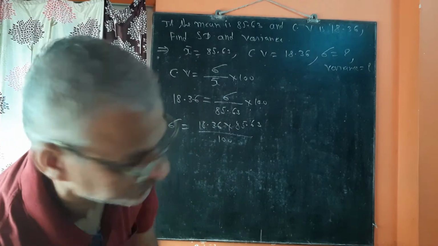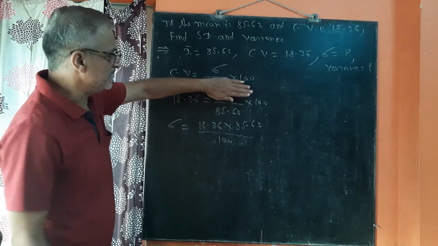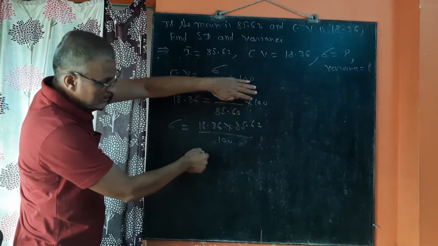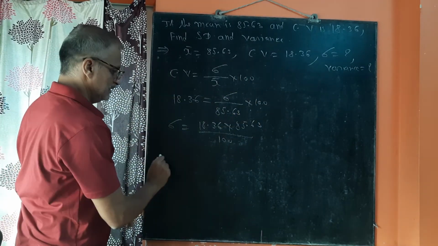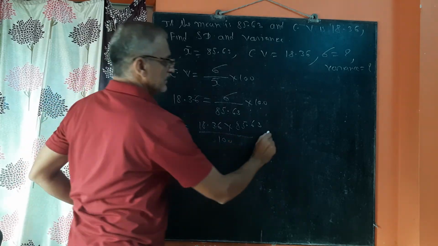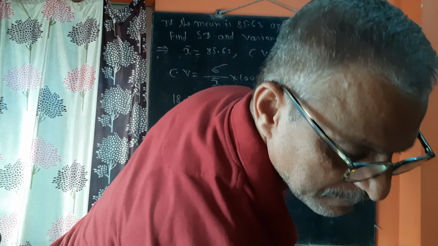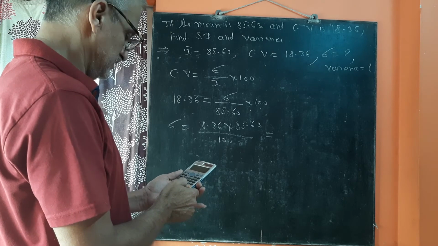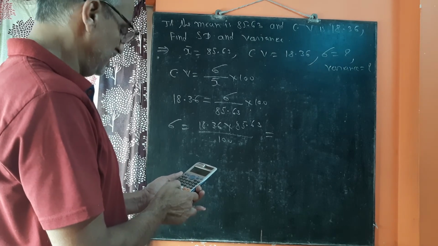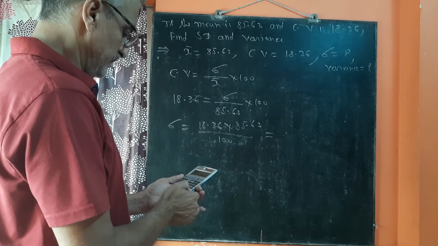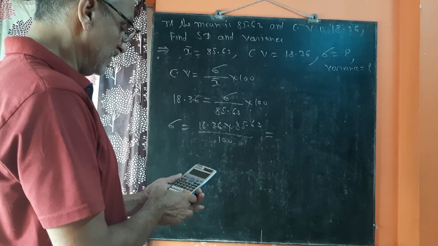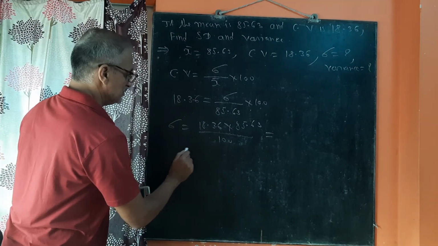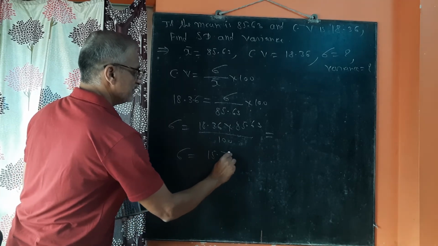So here sigma remains as it is, it goes here, so 18.36 into 85.63, and the 100 goes in the denominator, so divided by 100. Now let us calculate it. The value of this comes 18.36 into 85.63 divided by 100, which is 15.7216. The value of sigma equals 15.7216.